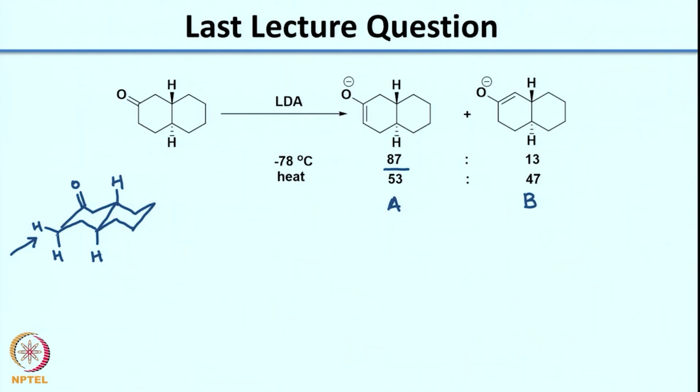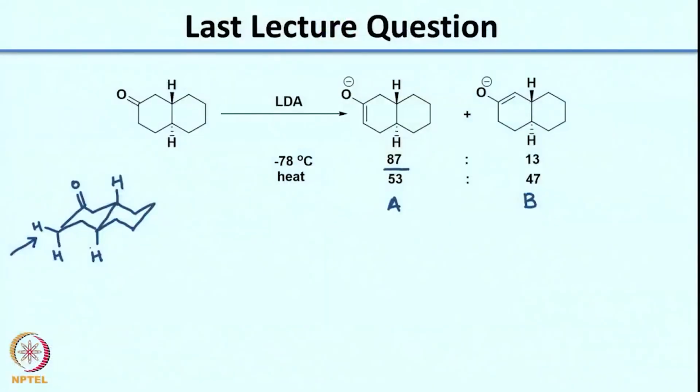So, this is an example where you can get kinetic control based on steric factors. In this case it is because of these hydrogens and other hydrogens which are at the axial orientation. So, this is the answer to the question in the last lecture. So, let us do some more thinking.